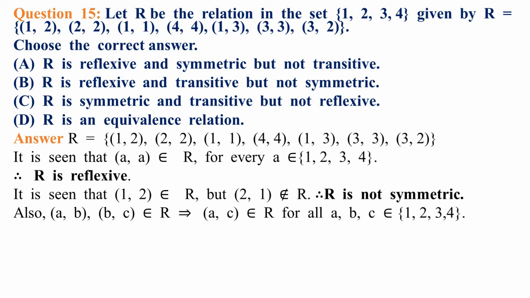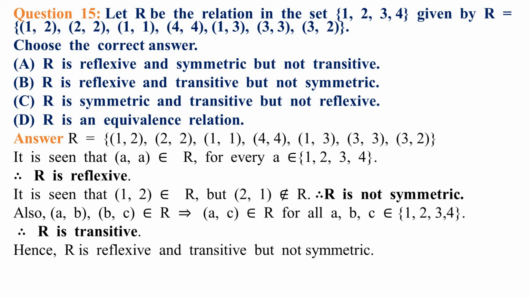But check: suppose (a, b) belongs to R and (b, c) belongs to R, which implies (a, c) belongs to R. Here, for example (1,2) and (2,2), it is always true. Therefore R is a transitive relation. So the correct answer is option B: R is reflexive and transitive but not symmetric.